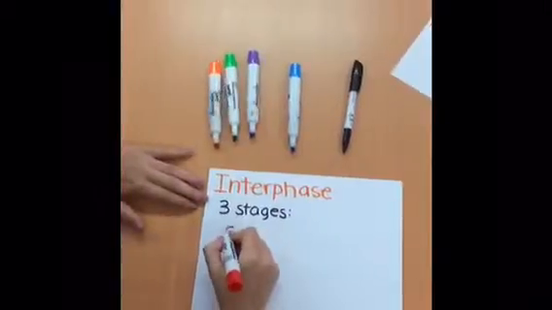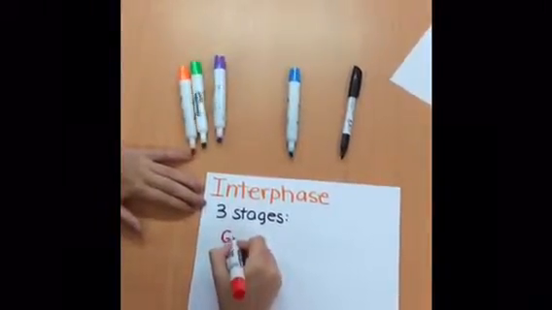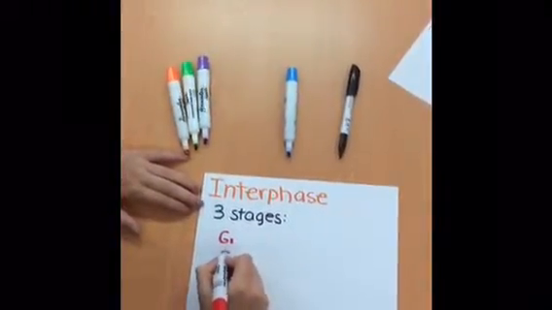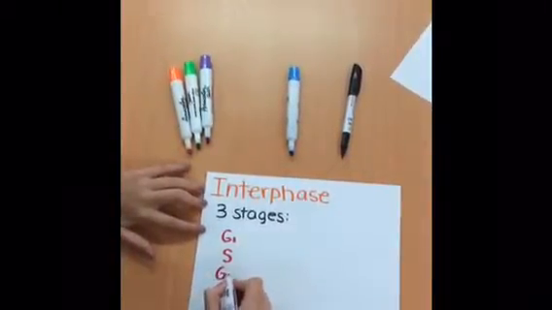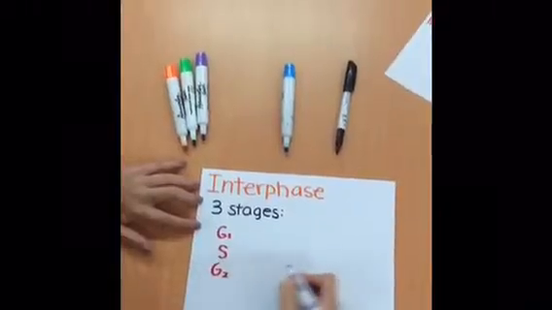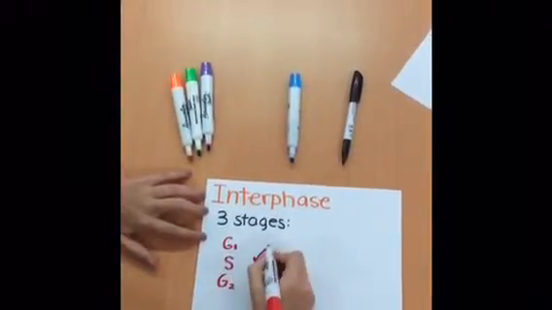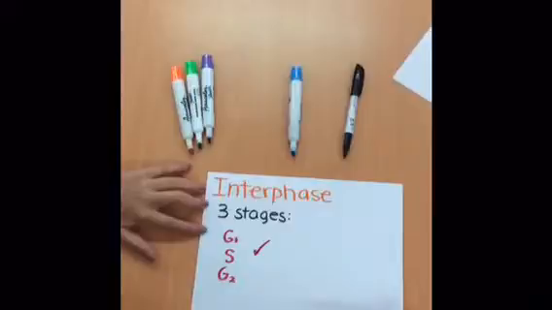Interphase is divided into three stages: G1, S, and G2. G1: cells grow and perform normal functions. S: synthesis, DNA is replicated. G2: cells prepare for mitosis.